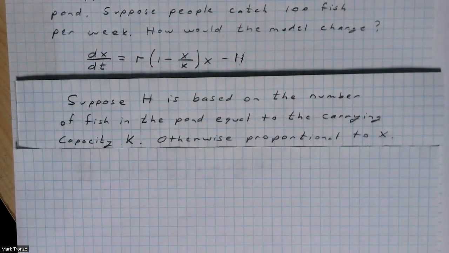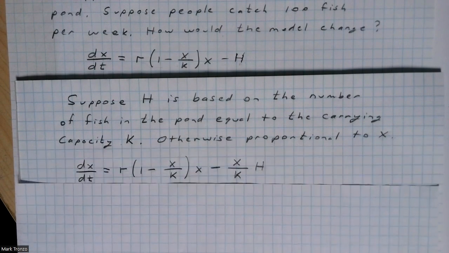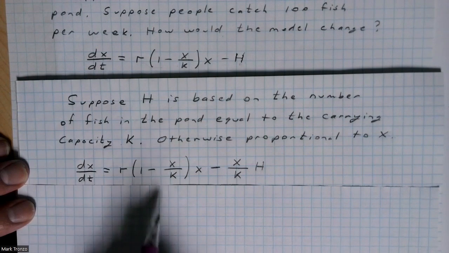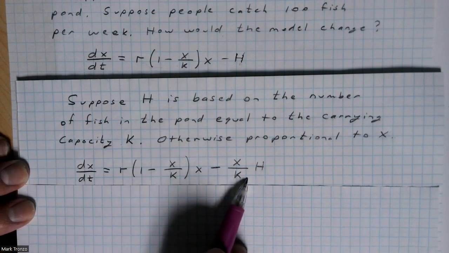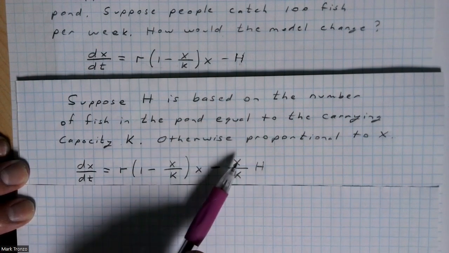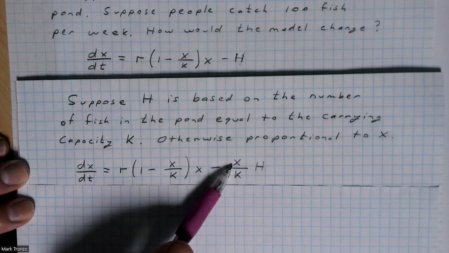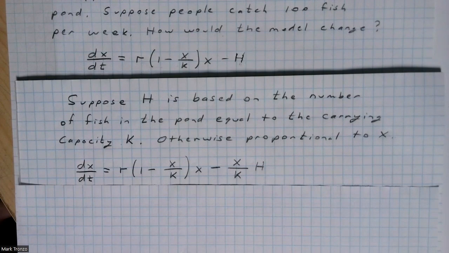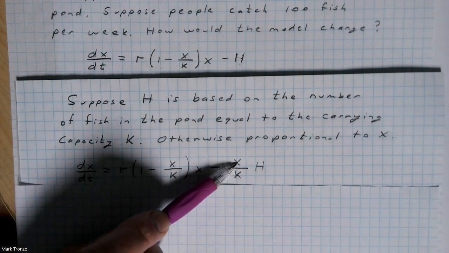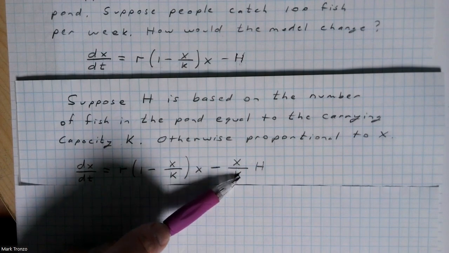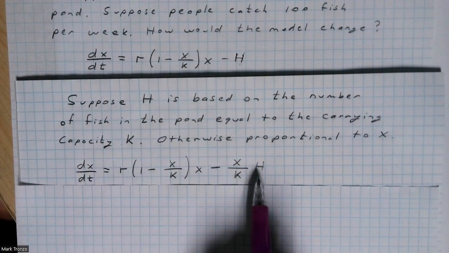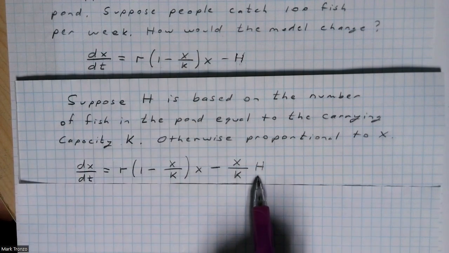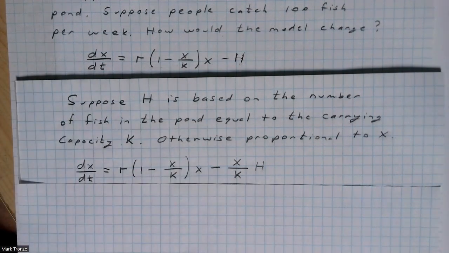Again, there are a lot of ways you could do this. And so what I did here, instead of having just minus H, we'll multiply this H by x divided by K, the carrying capacity. So what that means is if the number of fish in there is equal to the carrying capacity, this is going to be 1, and then they'll be able to harvest whatever H is. Say in this case, it's going to be 100 fish.